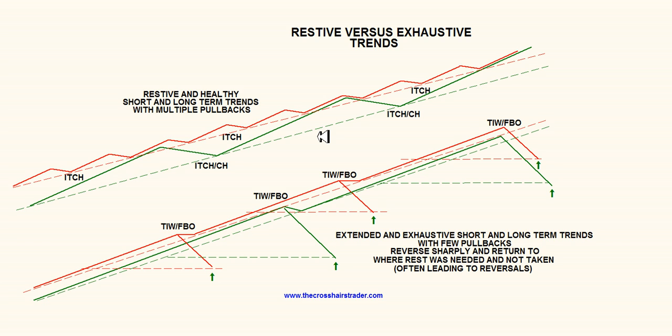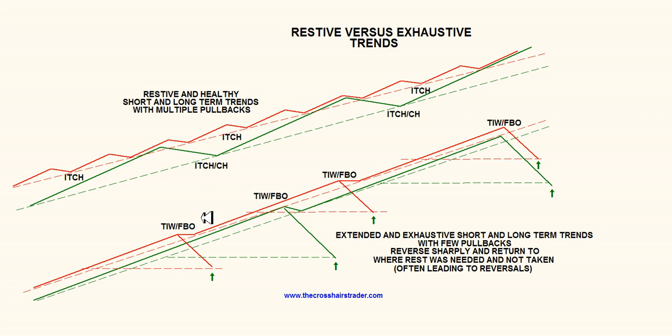However, when a market gets extended, and when I say extended, I mean that in the shorter-term and longer-term trends we do not have many pullbacks and there's not much rest. What develops is what's called a There It Was-er and even false breakouts.